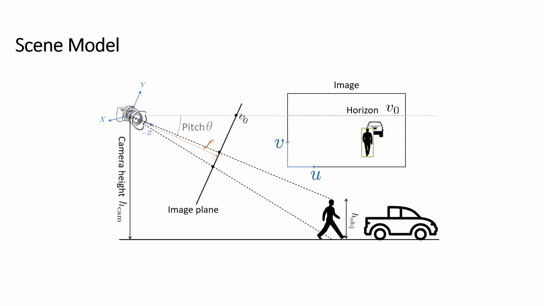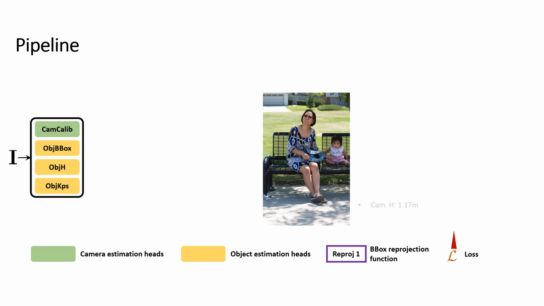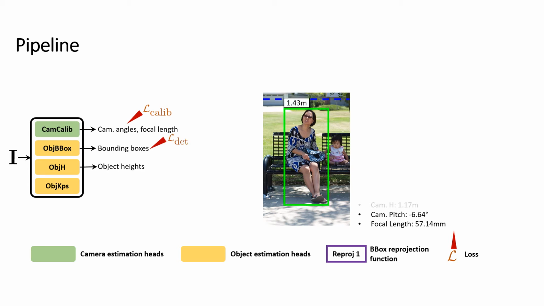We model the scene in the wild with full perspective parameters. Given the camera and object parameters, the reprojection of the object should ideally match the detected object bounding box in the image. In our pipeline, we have two sets of modules. Given a single image, we have the camera estimation head to estimate camera parameters, and the object heads to estimate object bounding boxes, object heights, and keypoints per person, which helps get pose-dependent heights.